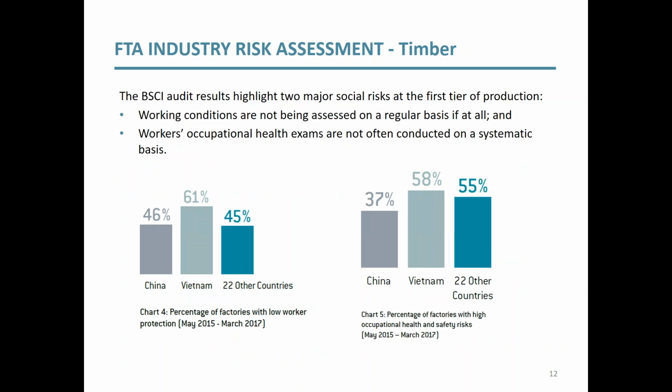And from a social point of view, the main two risks that were found, according to the risk assessment, were that there's a high percentage of factories with low worker protection, and as well a high risk of health and safety risks. So those were the two main findings from a social point of view.